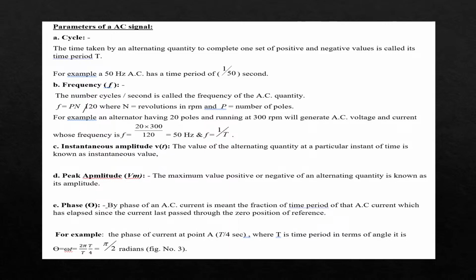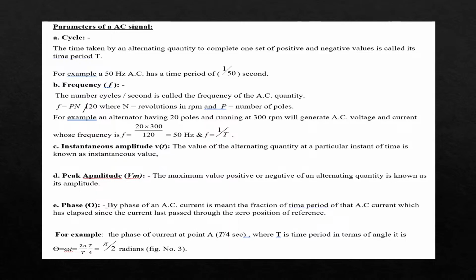Instantaneous amplitude: the value of the alternating quantity at a particular instant of time is known as the instantaneous value. Then we have got peak amplitude, which is the maximum value, positive or negative, of an alternating quantity. Phase: by the phase of an AC current is meant the fraction of the time period of that AC current which has elapsed since the current last passed through the zero position of reference.